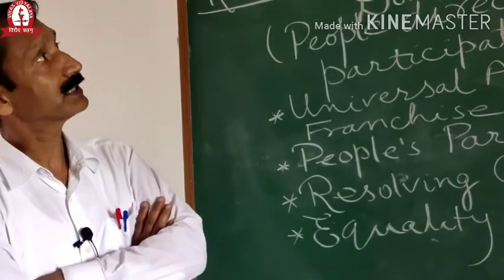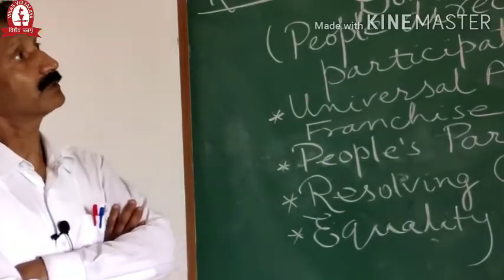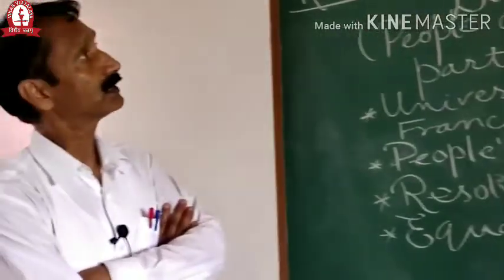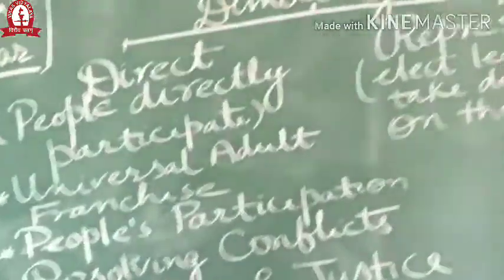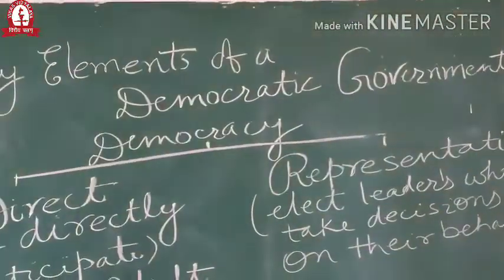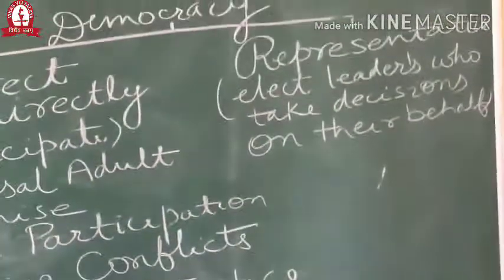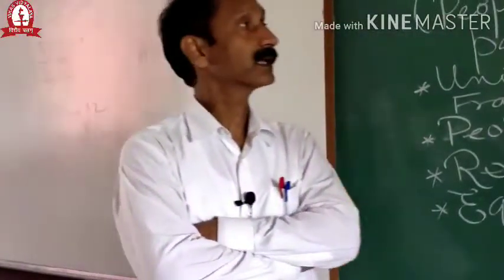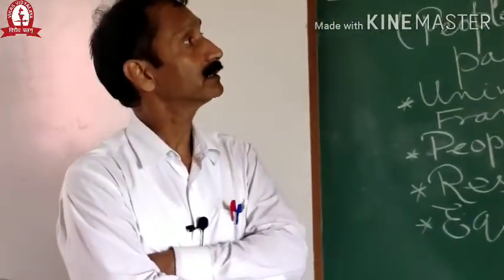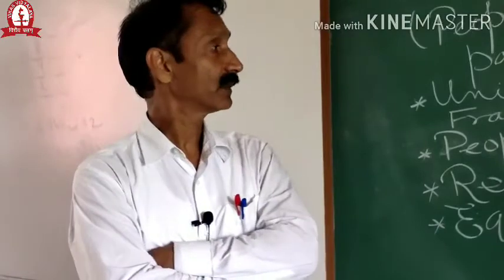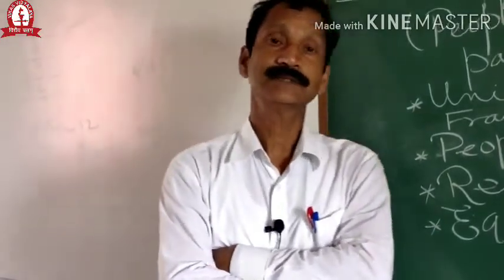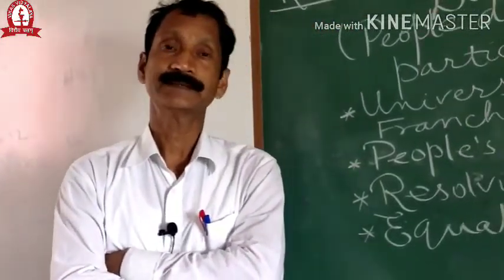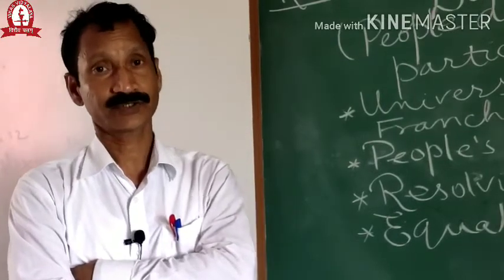And now we shall discuss key elements of democratic government. What are the key elements? What are the main features of democratic government in the world? First of all, universal adult franchise. It is the most important feature of democracy. As you know, what is franchise? Franchise means the right to vote in the election.